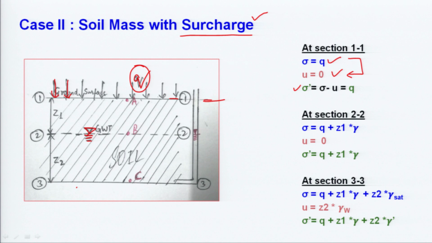Now, considering the section 2-2, this second section, understand here that the groundwater table is at this level, and the soil above this will have some value gamma, and here the soil will be completely saturated. Now, taking this section, the total stress will be equal to this Q, the surcharge.